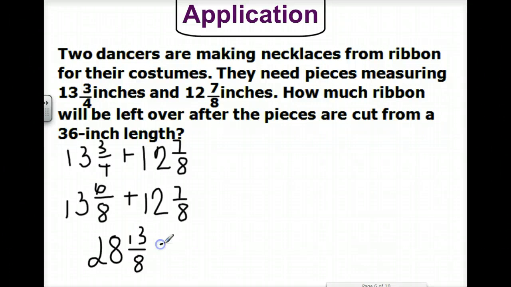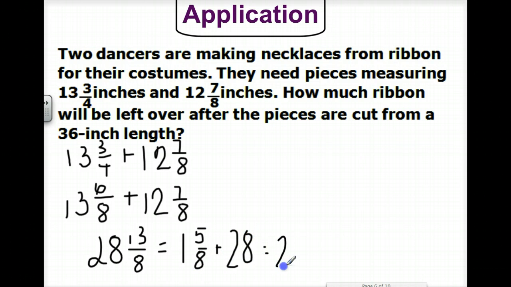Off to math we go. Divide your numerator by your denominator. That 13/8 will equal 1 5/8. But don't forget, add the 28 whole number that's in front. So now we have 29 5/8. Woo! Are we done?